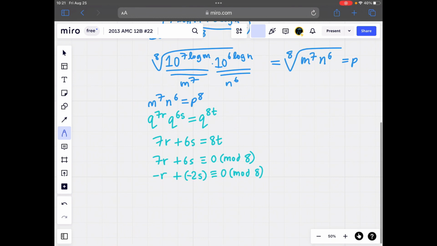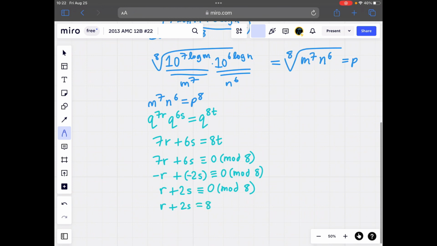And if we take away the negative signs, which we can do because minus 1 is not a multiple of 8, we get r plus 2s is congruent to 0 mod 8. And if we want these to be the smallest values possible for r and s, we need their sum to be exactly 8. It can't be 0 because they have to be both greater than 0, as m and n are greater than 1. So it has to be 8. So r plus 2s equals 8.